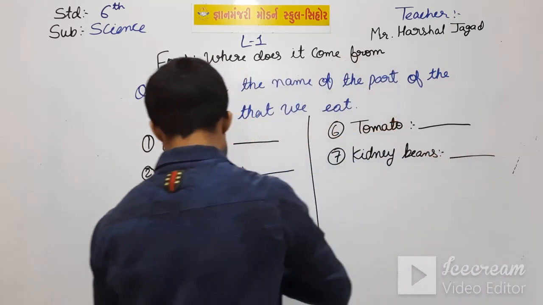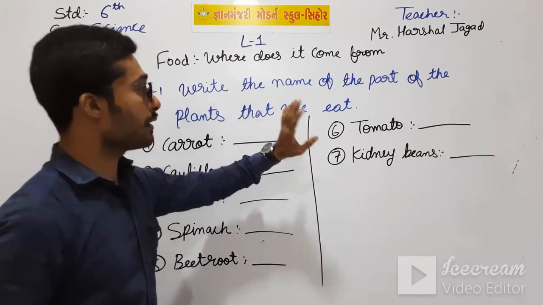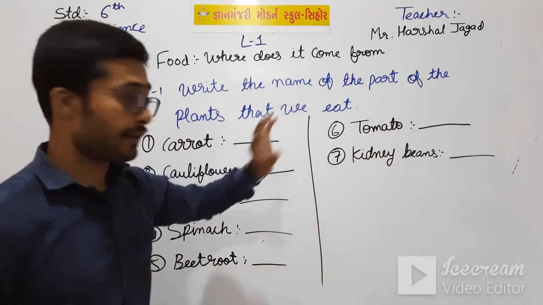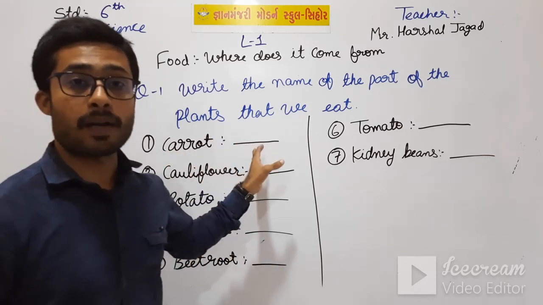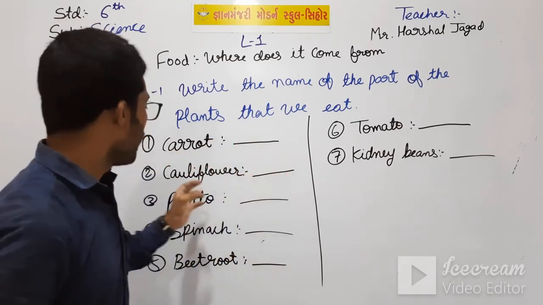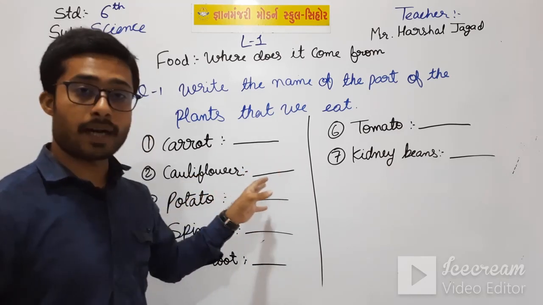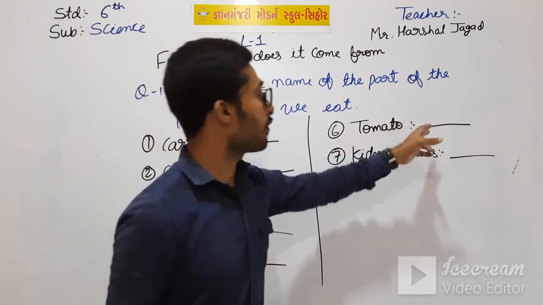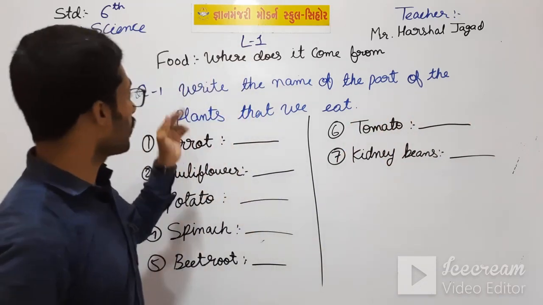Okay. So in your homework you have to write down the names of the parts of the plants that we eat. Carrot, from which part of the plant do we get? Cauliflower, from which part? Potato, from which part? Spinach, from which part? Beetroot, from which part? Tomato, from which part? Kidney beans, from which part? So this is question 1 of your homework.